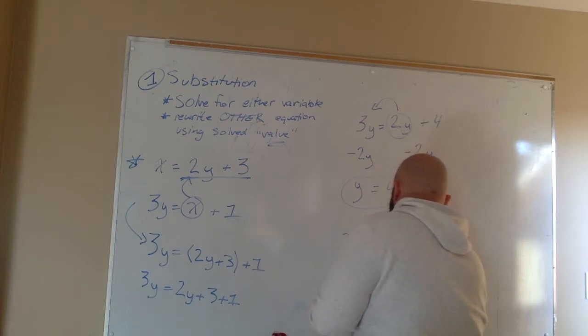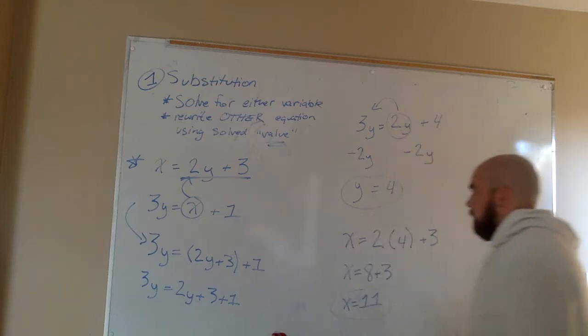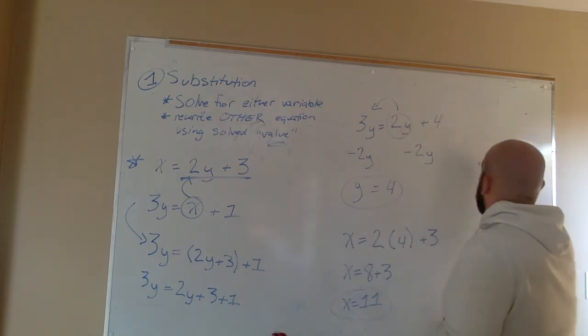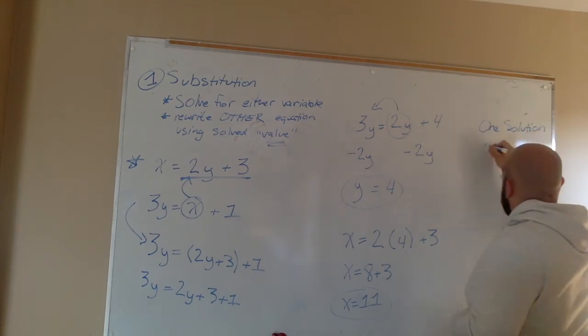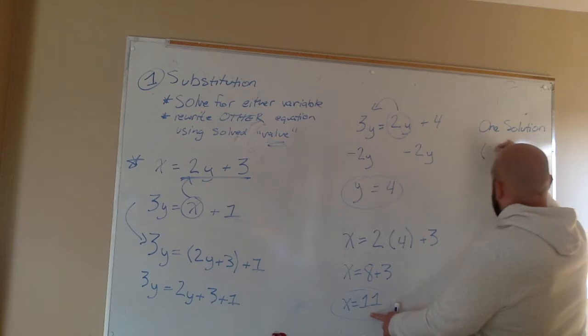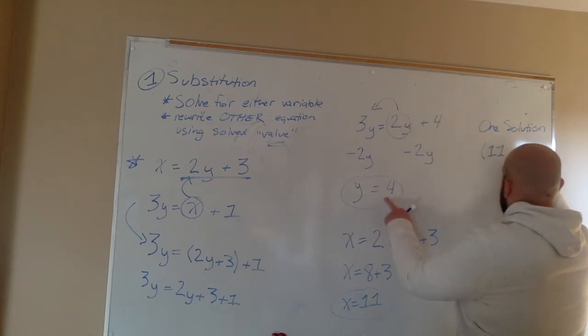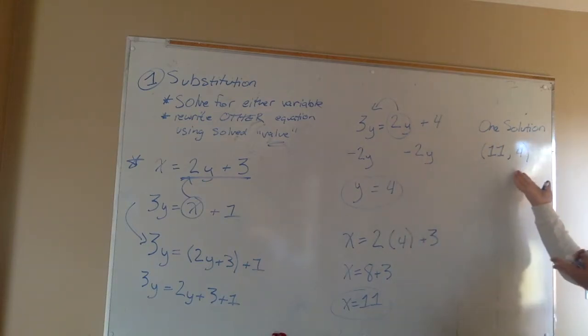Then we're just left with a few short steps to solve. We first have to do that multiplication. 2 times 4 is 8 plus 3, and we're left with x equals 11. Now that we have our x value and we have our y value, we know that the system has exactly one solution, and that solution is our x value of 11, comma, our y value of 4.